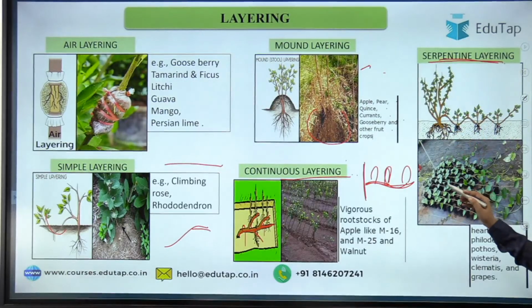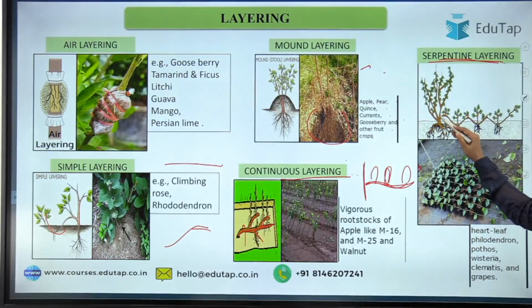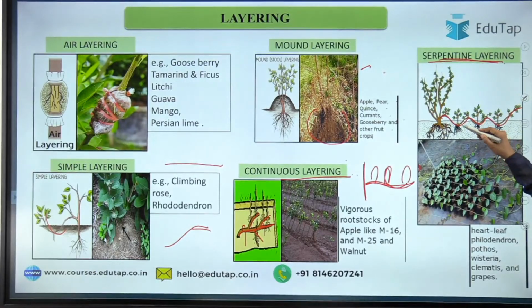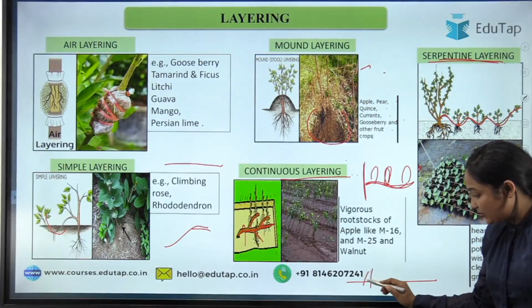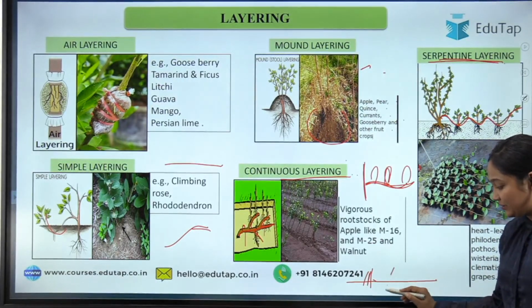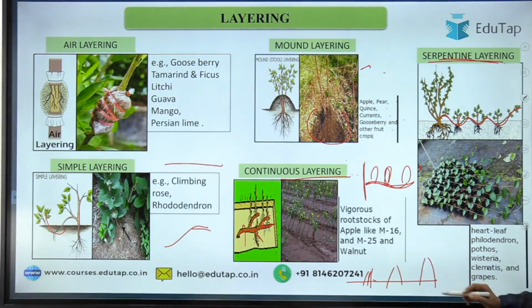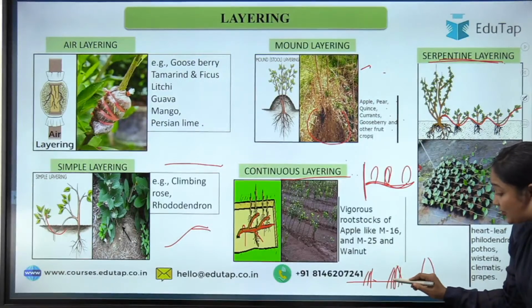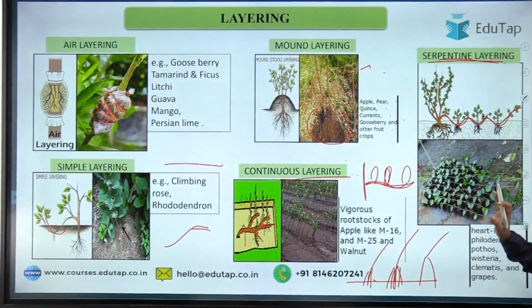See, serpentine layering, what happens? Your creeper, or the plant, is very flexible. So in that case, what you do? You put one layer or one sub branch of the plant underground, but you won't do it continuously. Suppose this is your branch: at some part you will put it underground, then you will expose it to air, then underground, then air, then underground. Now what will happen? Whatever part you have put underground or covered with soil will grow as a different layer or different plant. Okay, so this is the serpentine layering, and as you can see in the picture, from a single layer there are multiple plants that can be grown.